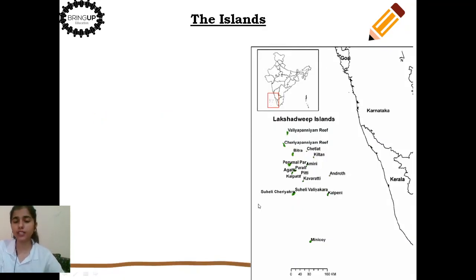Okay, we have already discussed a bit about islands. So India has two groups of islands. We don't have one big island, but we have small chains of islands which form a group of islands. So let's see the map over here. In the west we have the Lakshadweep Island, and in the east we have the Andaman and Nicobar Islands in the Bay of Bengal. So the first one we'll discuss is the Lakshadweep Island.